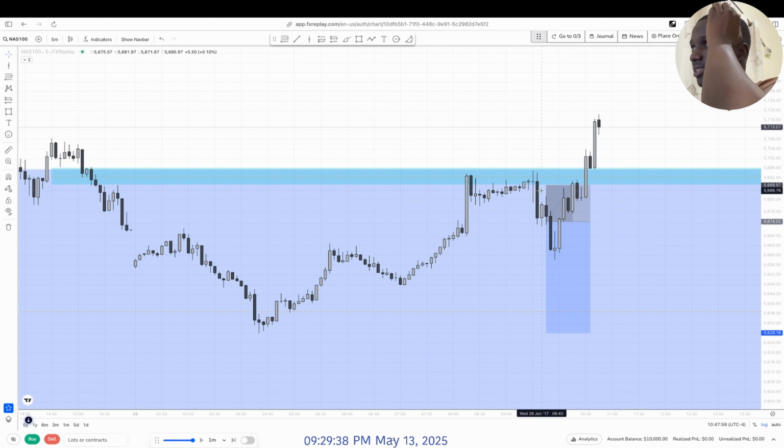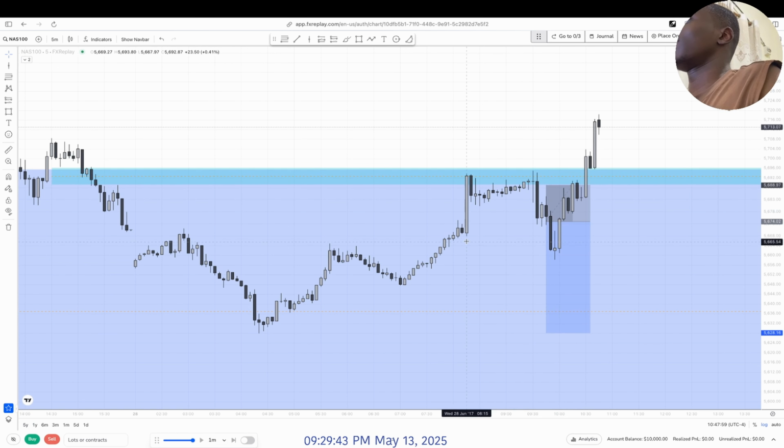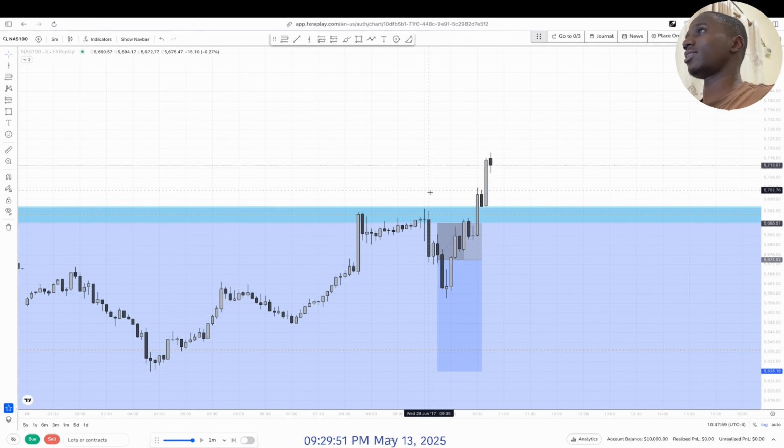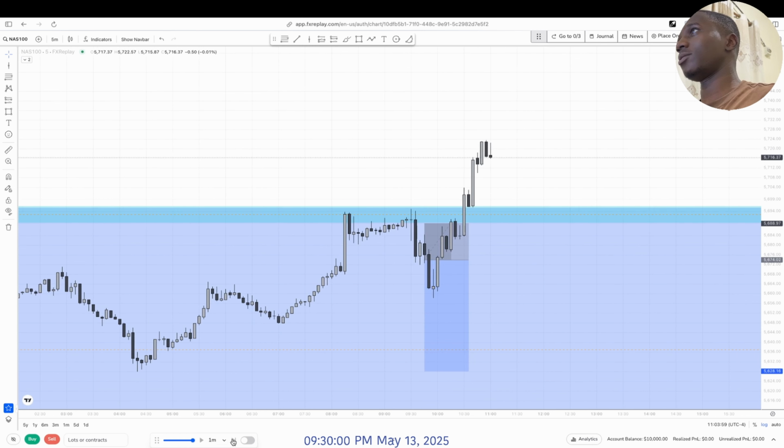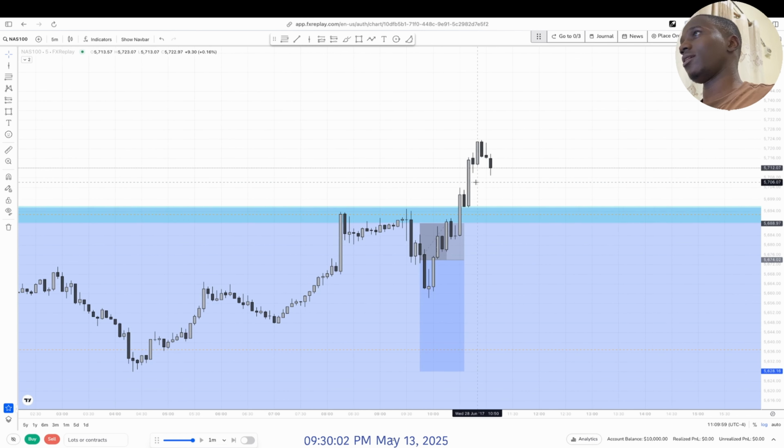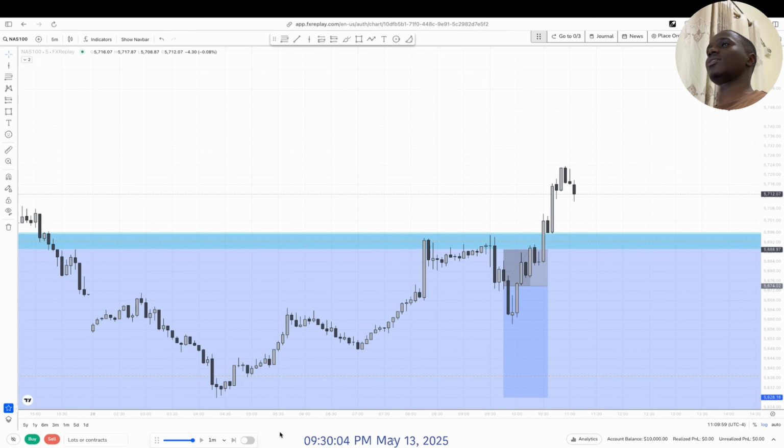So now we can see a shift here, a shift in structure. Took out this recent low, and let's wait for maybe a fair value gap retest and see if you can enter. Come on, you can drop into it, it's okay.